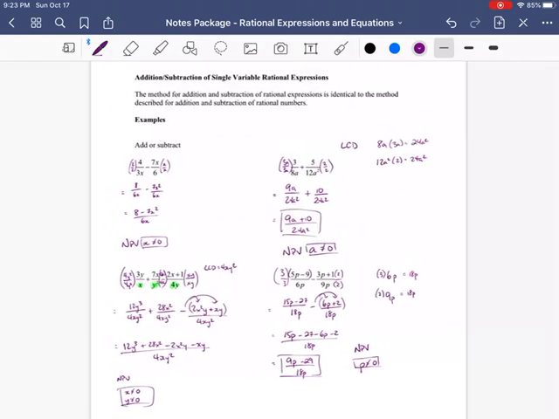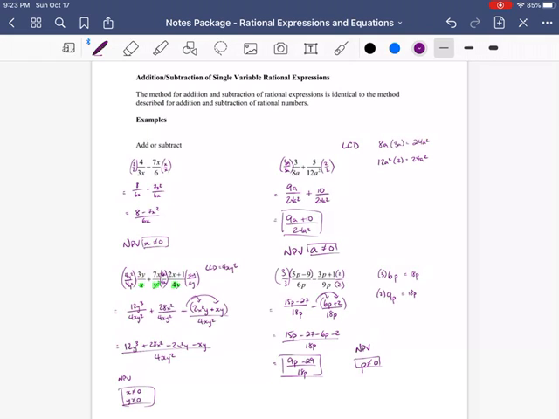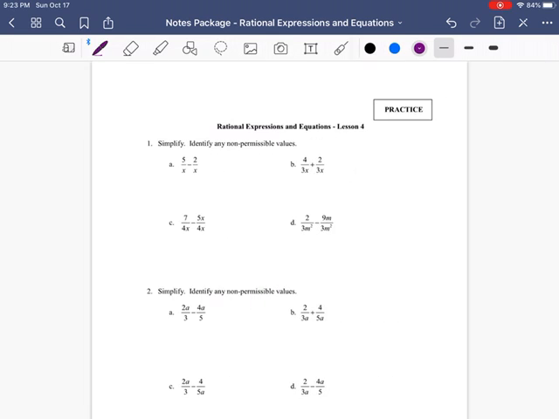All right, so some key points. Common denominator, figure out what that is. Multiply each term to get the common denominator. Whatever you're multiplying the denominator by to get your common denominator, multiply your numerator by that as well. Okay? And you're on to the practice.